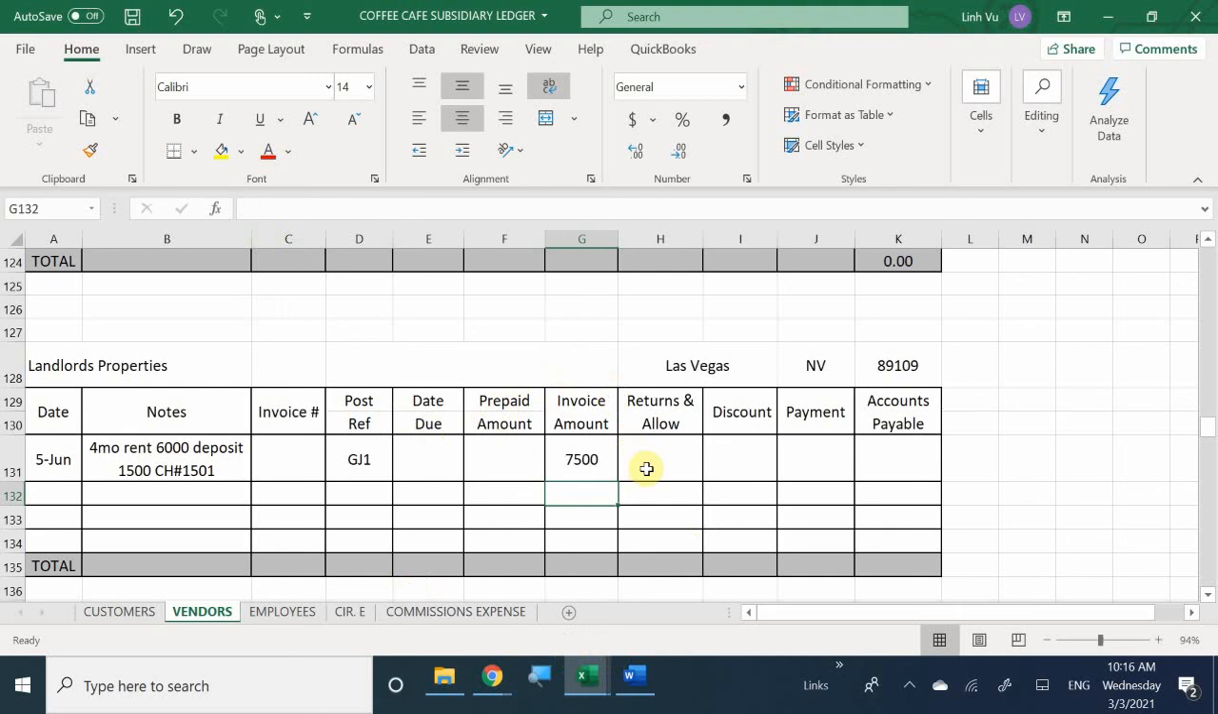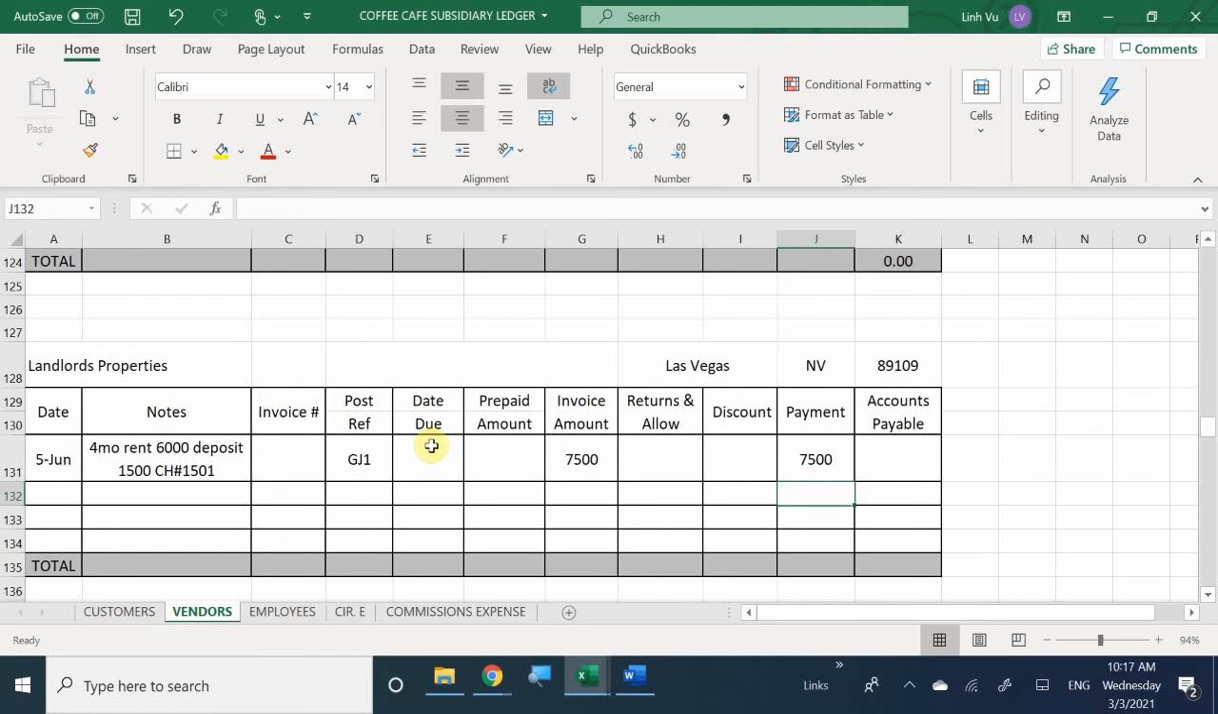All right. Of course, I didn't get any returns and allowances. That's going to be very difficult, especially with the landlord. Discounts, obviously not. And did I make a payment? Yes, I did. I made a payment for $7,500. Okay? Now, this will make a lot more sense as we gradually continue to use this.